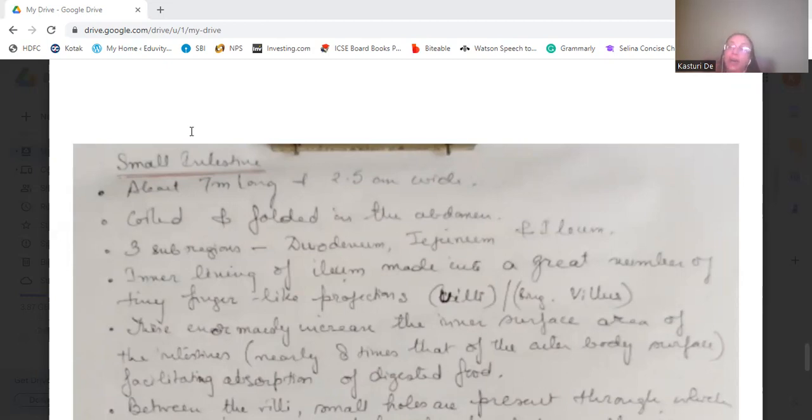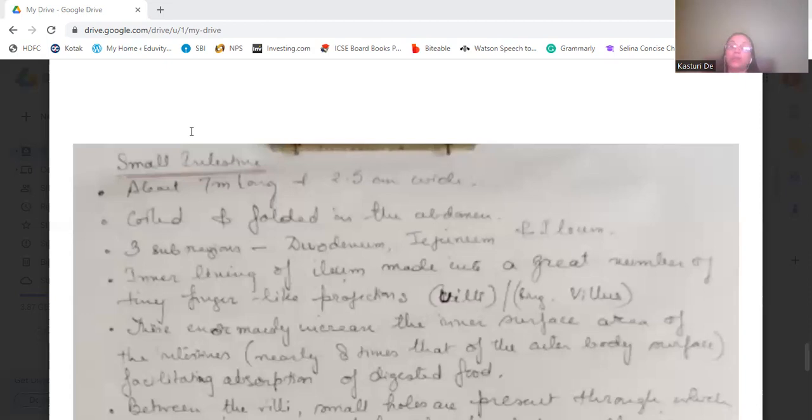The chyme will now move into the first part of the small intestine through the pylorus, after opening of the pyloric sphincter. This small intestine is a long tube, 7 meters long and 2.5 centimeters wide. But we cannot appreciate this much length, because it remains coiled and folded in the abdomen.